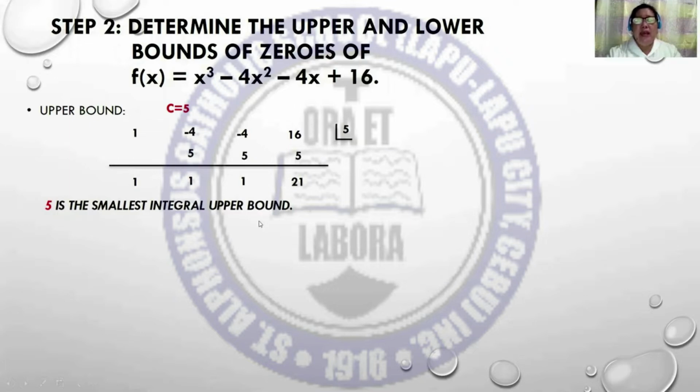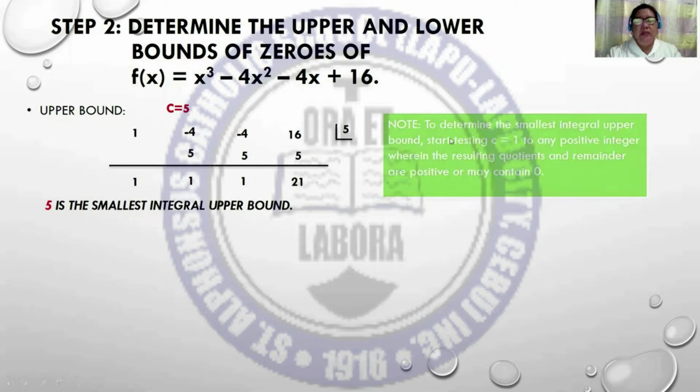You knew already how to solve for the upper bound. Just take note to determine the smallest integral upper bound. Start testing c is equal to 1 to any positive integer wherein the resulting quotients and remainder are positive or may contain 0. So they are all positive. Next, for the lower bound, let us have c is equal to negative 3.